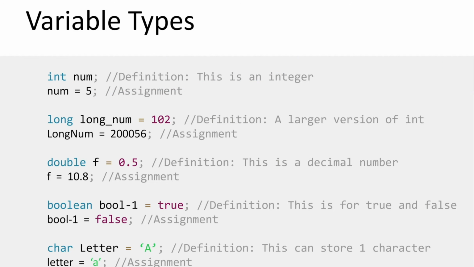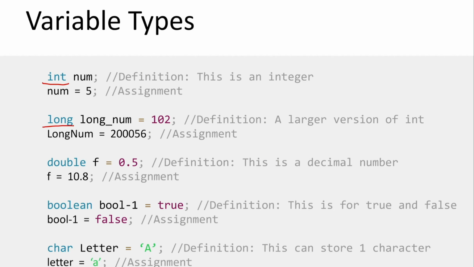Alright, so now let's look at the different types. So there's integer, which is, well, an integer. This is just a normal number that has no decimal points, though it still can include negatives. But it still has a limit to how long the number can be. And this is where long comes in.